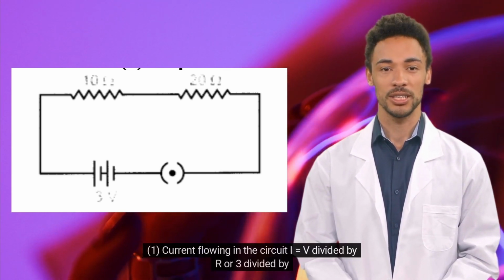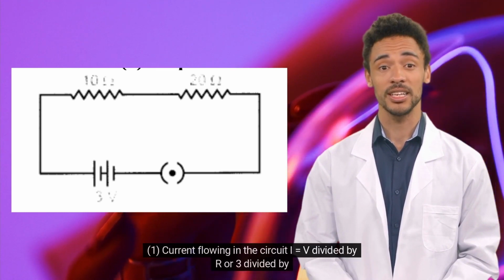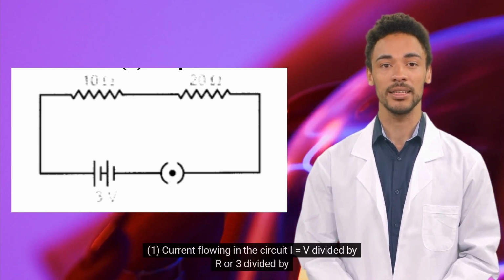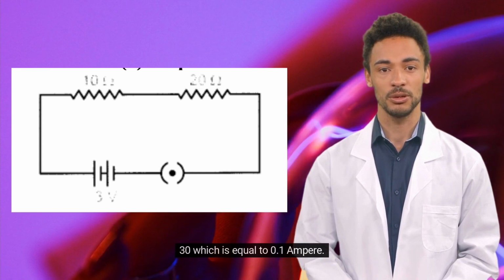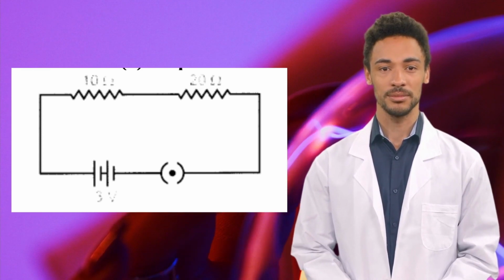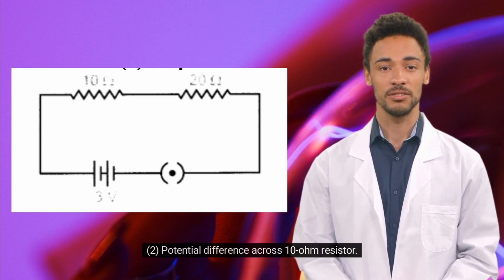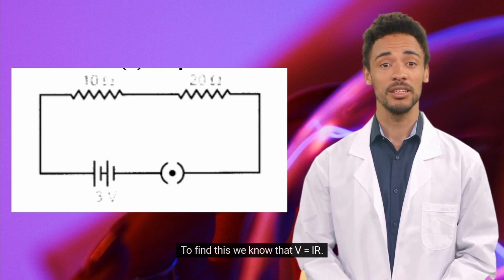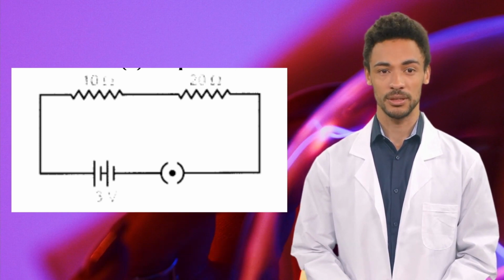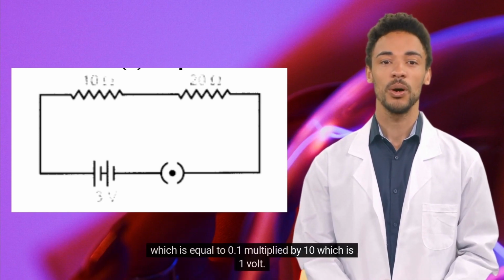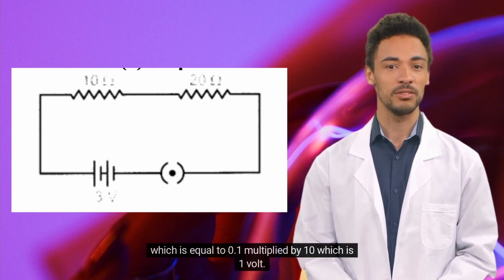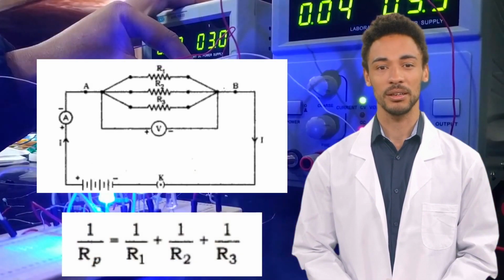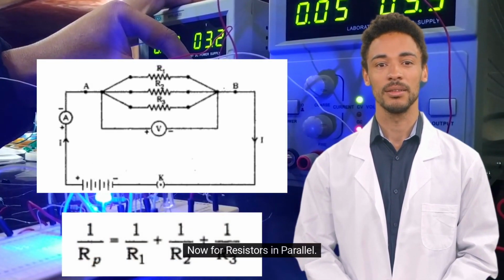1. Current flowing in the circuit I equals V divided by R, or 3 divided by 30, which is equal to 0.1 ampere. 2. Potential difference across the 10 ohm resistor. To find this we know that V equals IR, which is equal to 0.1 multiplied by 10, which is 1 volt. Now for resistors in parallel.